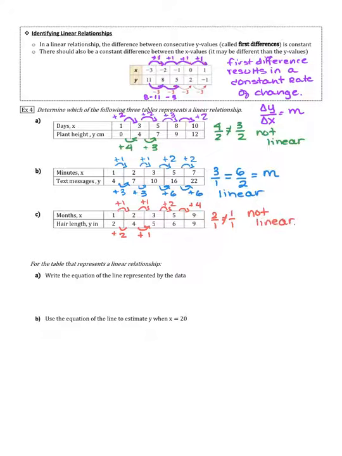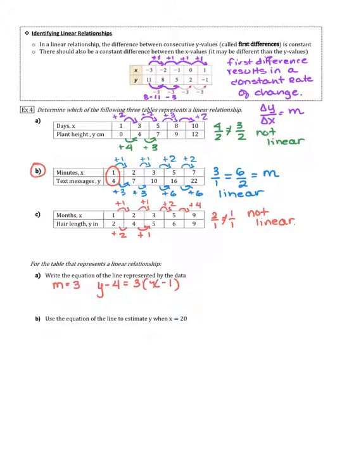Okay? Now, for the table that represents a linear relationship, which was B, write the equation of the line represented by the data. Well, the nice thing is we already know our slope. It's going to be, sorry, 3 over 1, which is 3. And so what I can do is I'm going to use 2 points. So y minus the y value equals my slope, x minus the x value. And if it doesn't say what form to put it into, as far as I'm concerned, point slope is way easier because you're done and can walk away.